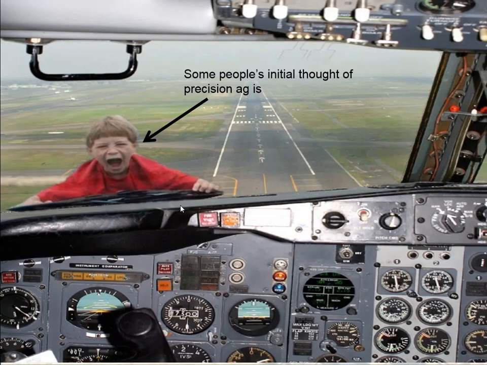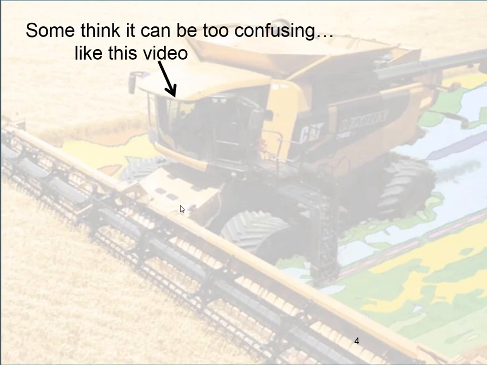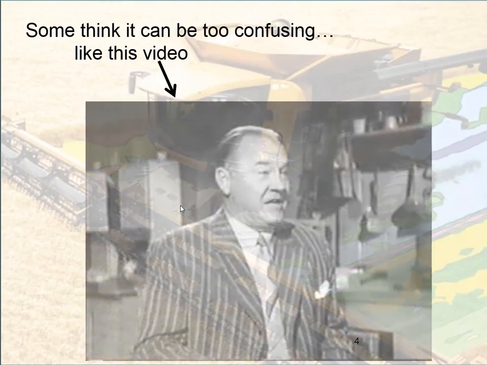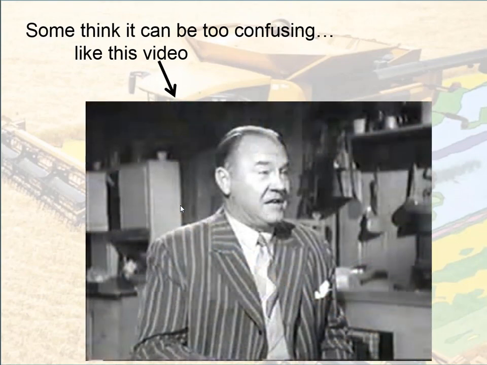We've gotten away from that. So that is one aspect. Another aspect, too, is when we talk about precision ag, some people think it could be kind of confusing, almost too confusing. Something like that is in this video, and I'm going to go ahead and play this video.